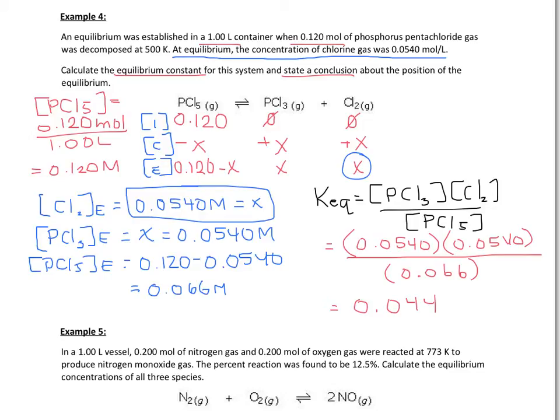Now we can make a statement about the position of the equilibrium. And remember, to make a statement about the position of the equilibrium, we always compare our K value against the number 1. In this case, since K comes out to be less than 1 as 0.044, the reactants are favored. If the answer came out to be greater than 1, we would say that the products are favored.